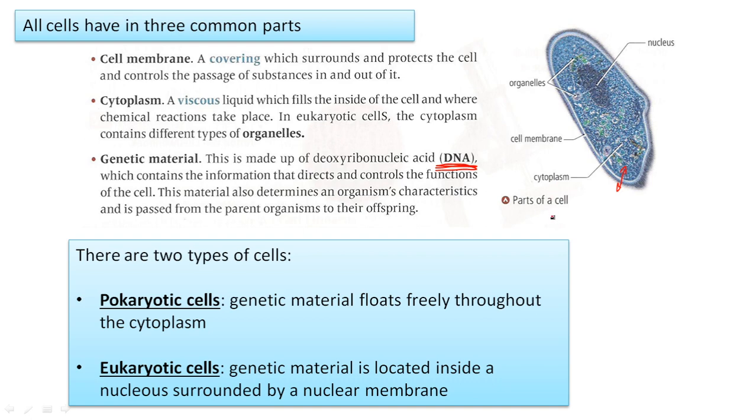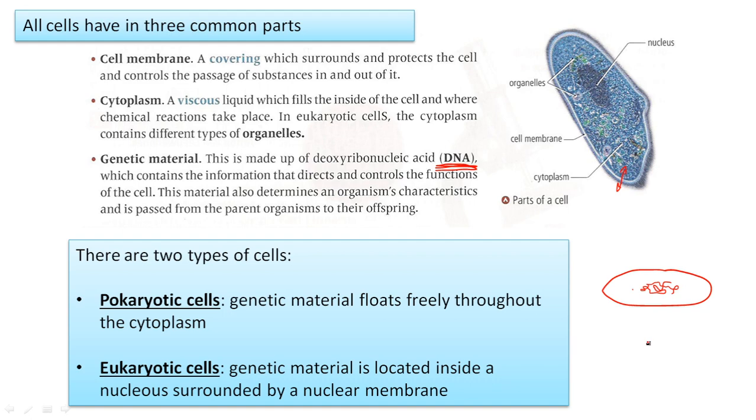Okay, these are the three basic parts of the cell, but depending on other structures, we can distinguish two types of cells. They are prokaryotic cells and eukaryotic cells. Prokaryotic cells are the simplest and the smallest ones, and they don't have a nucleus. So they usually have a membrane, a cytoplasm, and the genetic material is floating inside the cytoplasm. Okay, so it's a very simple and primitive type of cell.